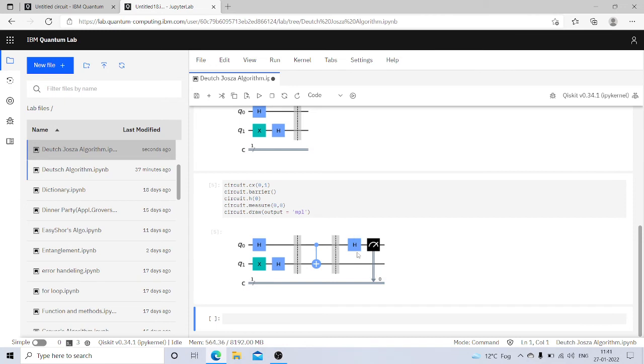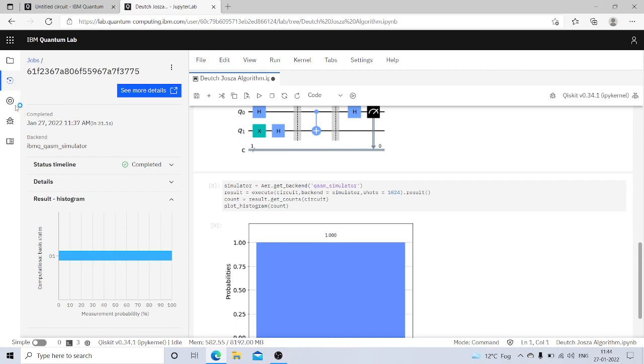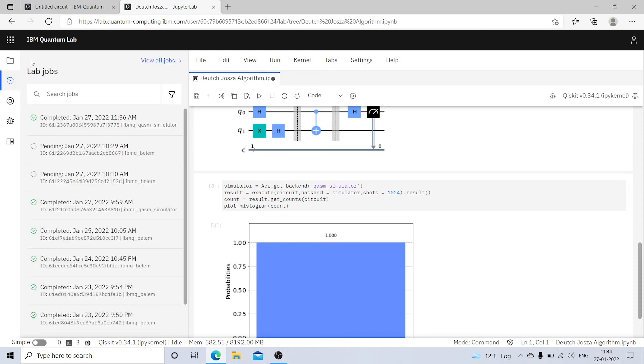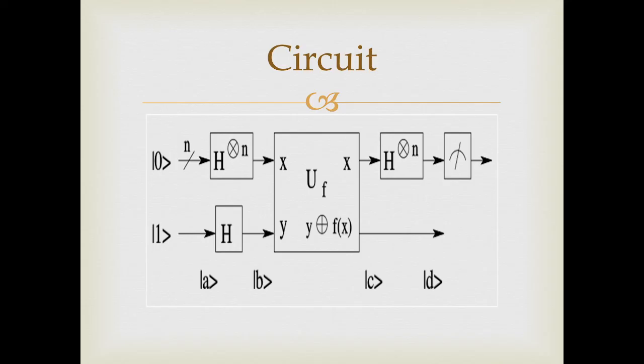Now I'm going to use the simulator for the probability. We only use one bit, and we know that the function is balanced. In the Circuit Composer we did not get any clear result for some reason. So this is the result. And I have run it on a real quantum computer as well. So let's see the result. Yes, this is the result with 100% probability of the first qubit being in the state 1 only. So this is what the Deutsch-Jozsa algorithm is all about. I hope you all understand this clearly. So thank you.